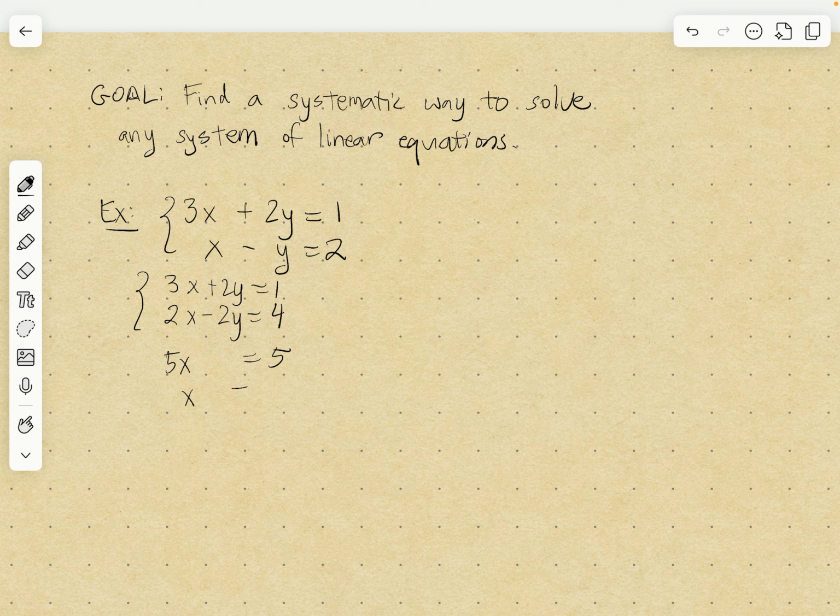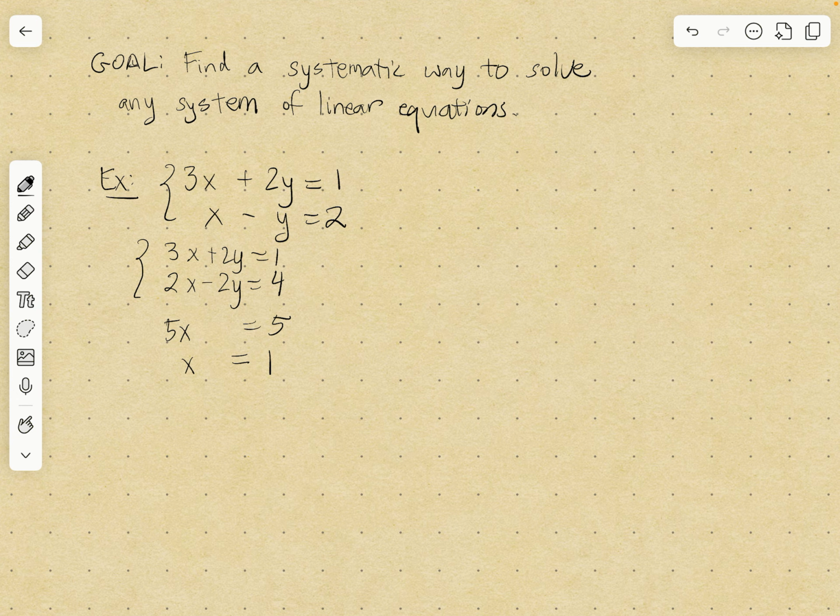And then I can solve for x. I divide both sides by 5. And then once I see that x is 1, then I can plug that into either equation. So for instance, the second one would be the easiest. I get 1 minus y is 2. And that tells me that y is -1, right? So the solution is (x, y) is (1, -1).